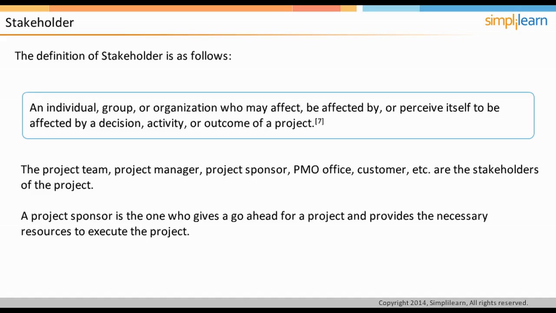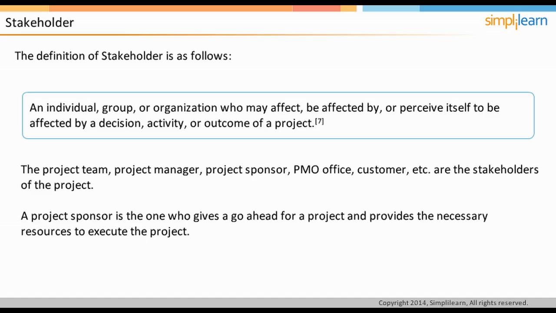Therefore, the head of projects in the organization who provides a green signal to start a project and allocates required resources to the project is the project sponsor. A project sponsor is usually somebody placed high up in the organizational hierarchy of the performing organization. That is, the organization in which the work of the project is being carried out.